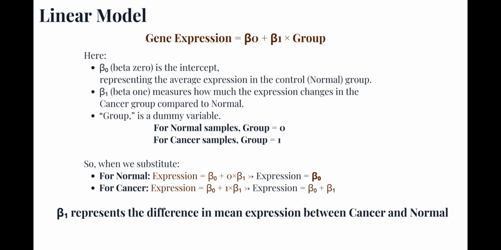For normal samples, group equals 0, and for cancer samples, group equals 1. So when we substitute these values, for normal, expression equals beta 0 plus 0 into beta 1, which is beta 0, the normal mean. And for cancer, expression equals beta 0 plus 1 into beta 1, so beta 0 plus beta 1. That means beta 1 represents the difference in the mean expression between cancer and normal. Then the statistical test in the model asks a simple question: is the difference beta 1 significantly different from 0? If yes, the gene is differentially expressed between two groups.